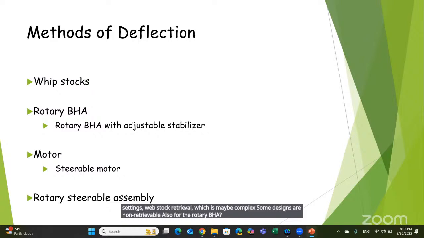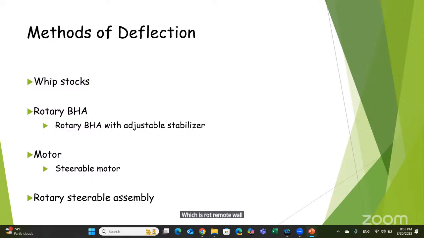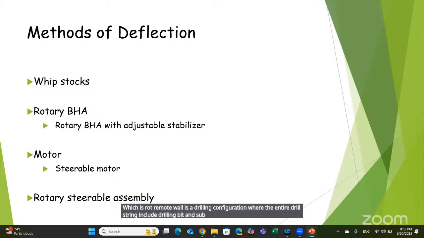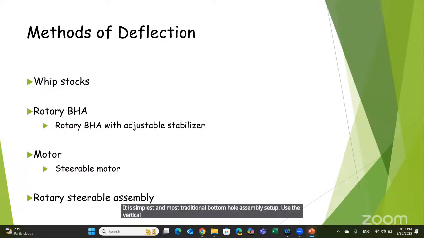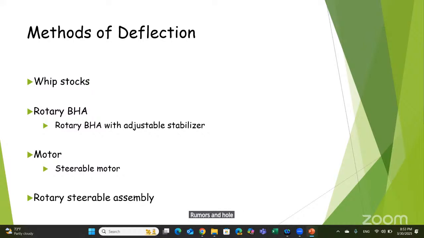Also, the rotary BHA, which is the rotary bottom hole assembly, is a drilling configuration where the entire drill string, including the drilling bit and stabilizers, is rotated from the surface by the rotary table or top drive. It is the simplest and most traditional bottom hole assembly setup used in vertical, directional, and extended reach drilling. The components of the rotary BHA are drill bit, stabilizers, drill collars, reamers and hole openers, shock sub, and crossover subs.